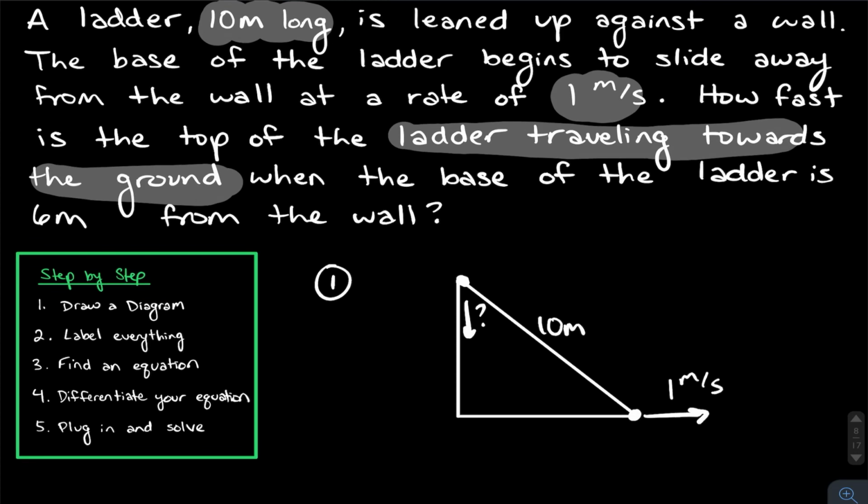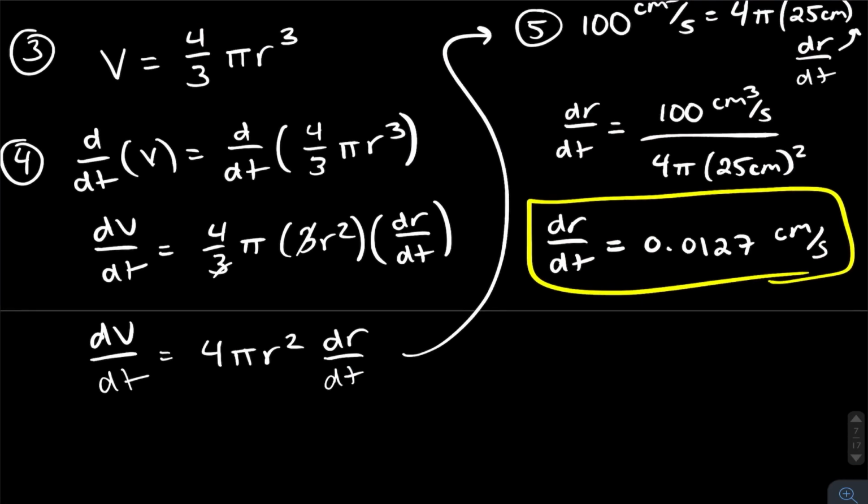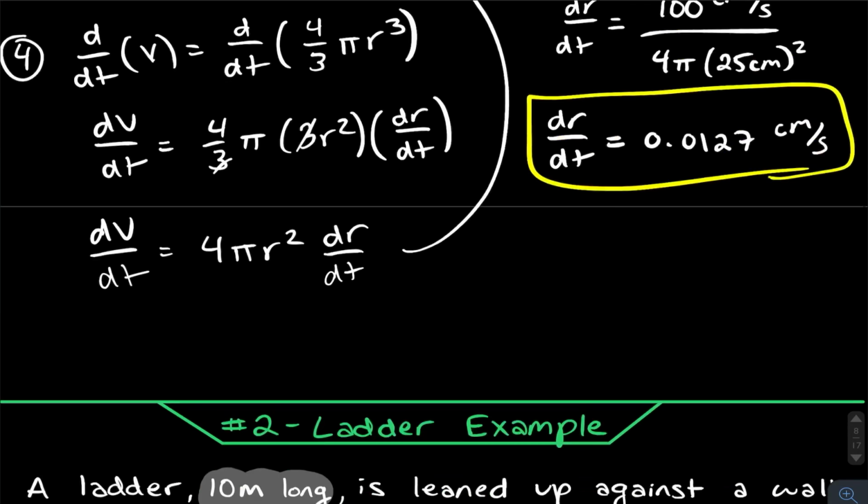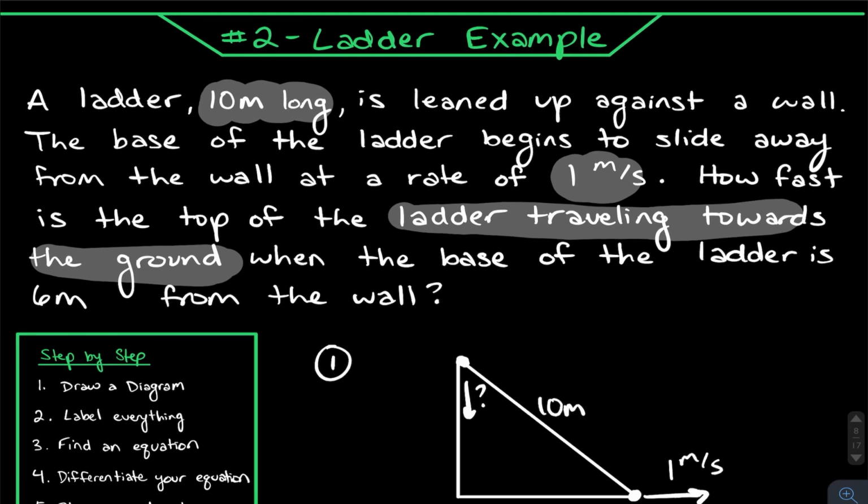And that's when the base of the ladder is 6 meters from the wall. So there's your little condition that you have to meet, right? For us in the last problem, that condition was just plugging in the current radius that we were at. So that's what the 6 meters is going to be for us here.